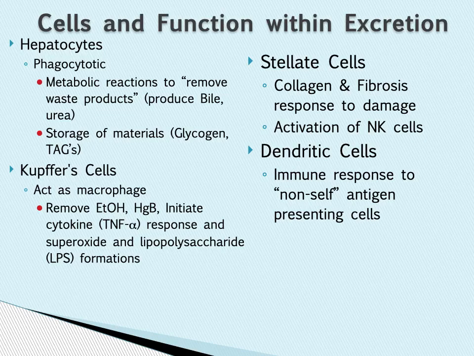The Kupffer cells are going to be found within the sinusoid, and they're going to be macrophagic cells that are going to metabolize things like ethanol and hemoglobin, so as to produce bilirubin. They're going to initiate TNF alpha responses as well as the formation of superoxides. They're going to respond to superoxides as well as small fragments of immune cells or digested cells, which we refer to as lipopolysaccharides. So lipopolysaccharides are small chunks of the cell membrane that are left over following macrophagic activity and immune cell responses, or where we've had injury to the cell.